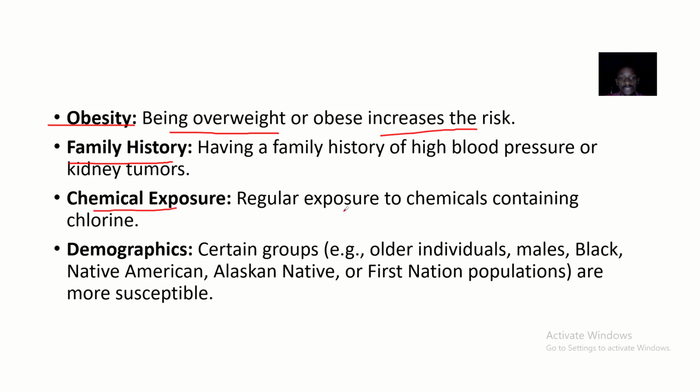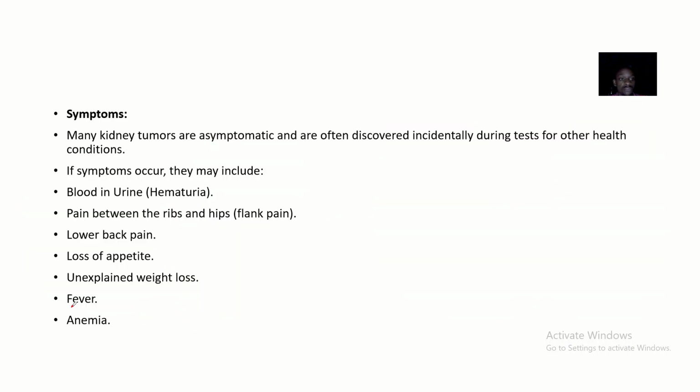Then chemical exposure. We see that regular exposure to chemicals containing chlorine can actually lead to kidney tumors. Then demographics. We said that certain groups of people, it could be older individuals, it could be males, it could be Black, Native Americans, Alaskan natives or First Nation populations, are at more risk of actually having kidney tumors.